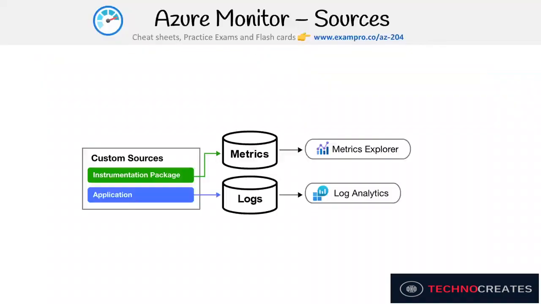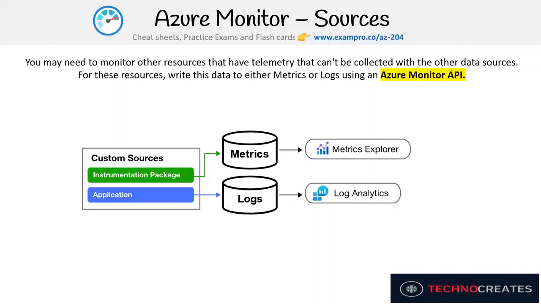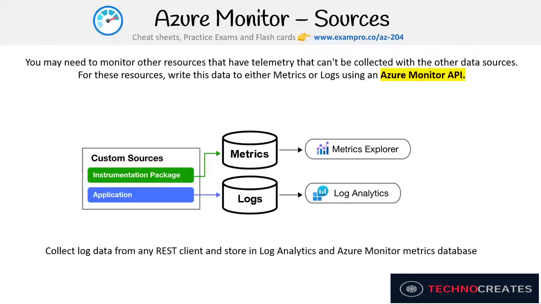So last on our list here is custom sources. And basically, if none of the other previous categories fit where you want to collect data, this is where you can just collect data using the Azure Monitor API. And so basically, you're using a REST client, and then it's going to store it in Log Analytics or Azure Monitor. So it's just really custom data or custom storage.